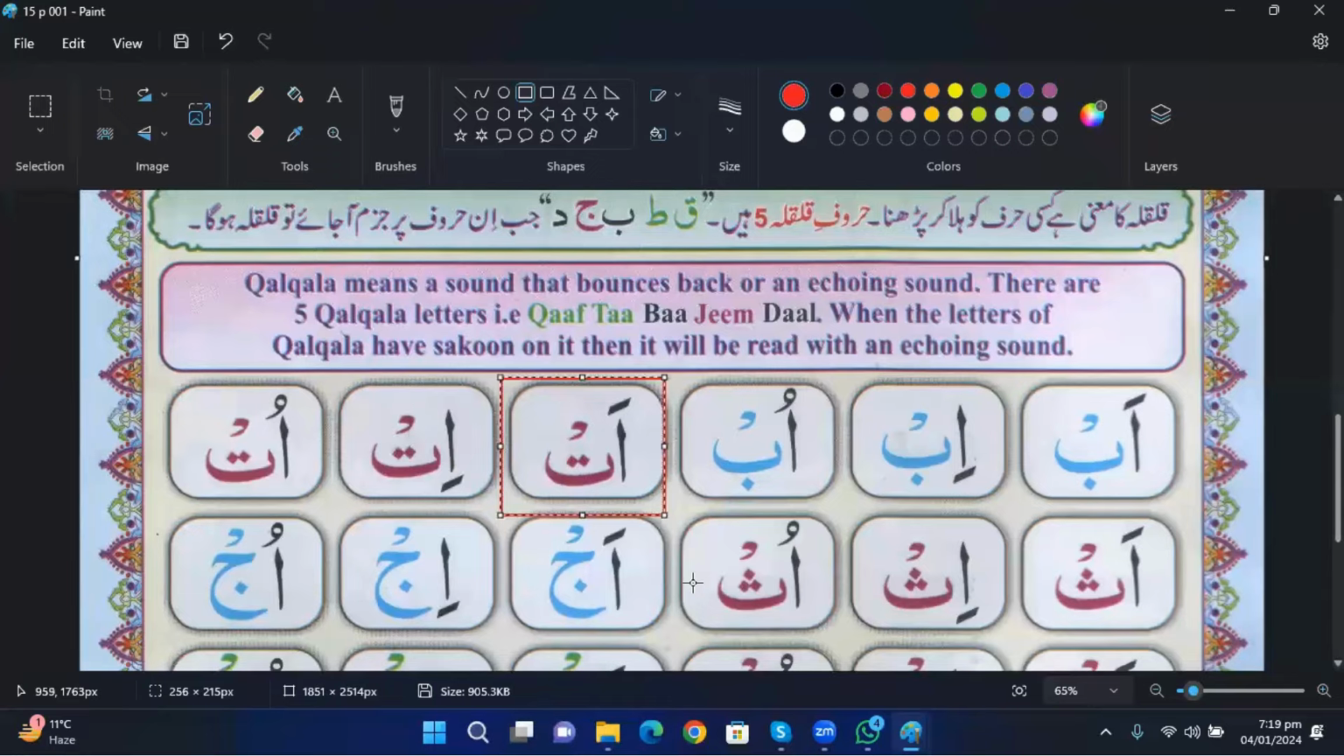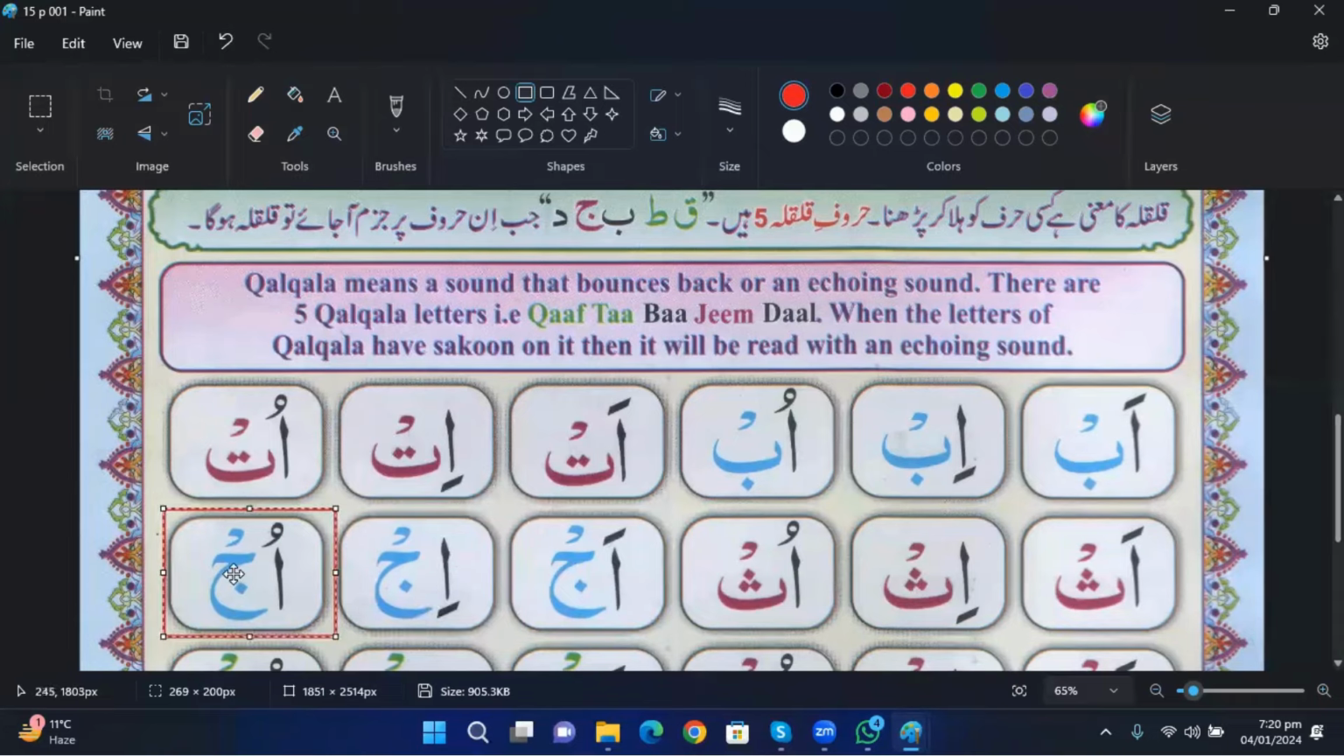While the next letter, Jim, is shown in blue color. So tell your students that every time you see letters in blue color, you need to make your sound like a bounce. Hamza Fatha Jim, Aj. Hamza Kasra Jim, Ij. It's like echoing. Hamza Dama Jim Sukun, Uj.